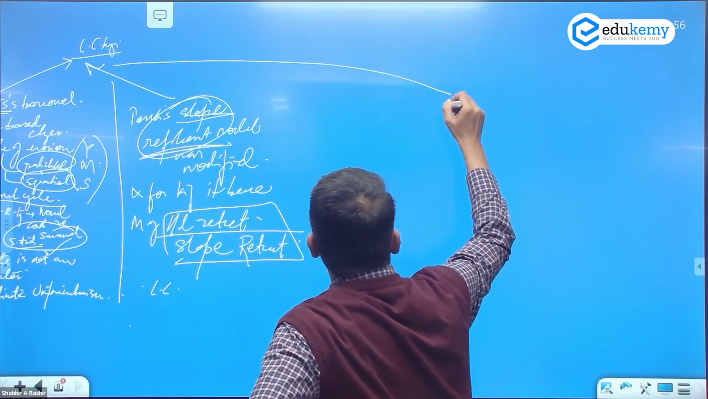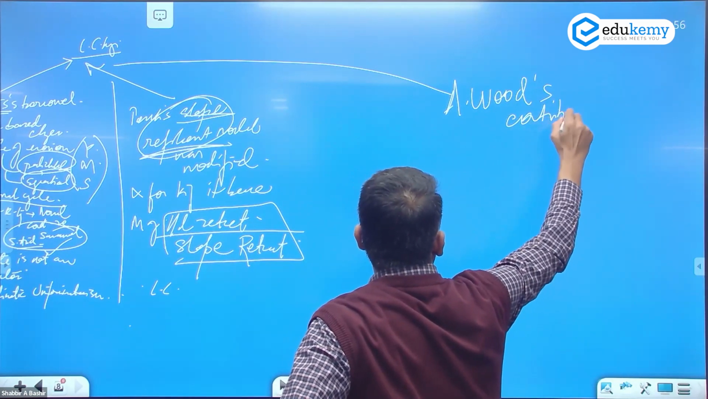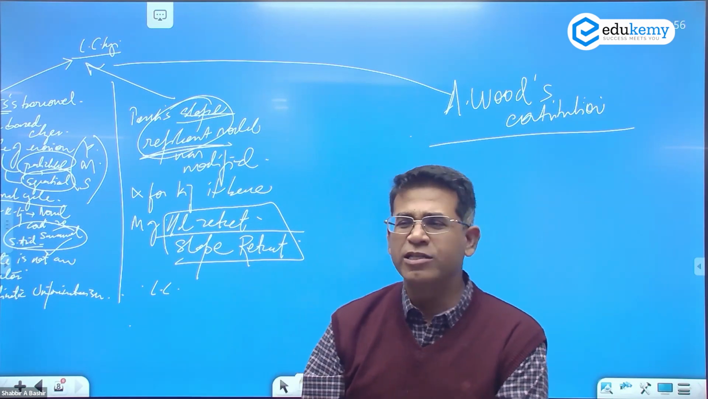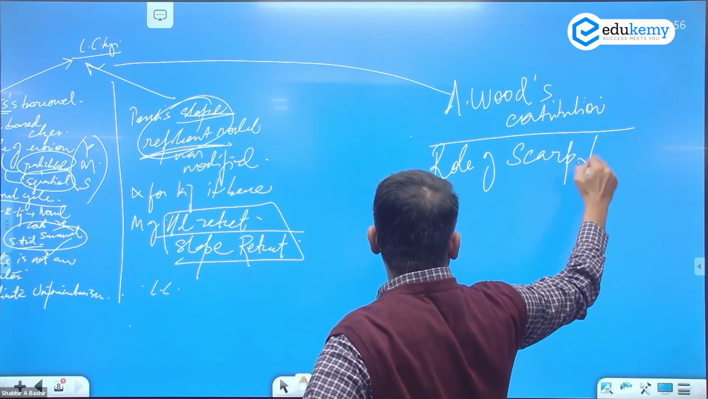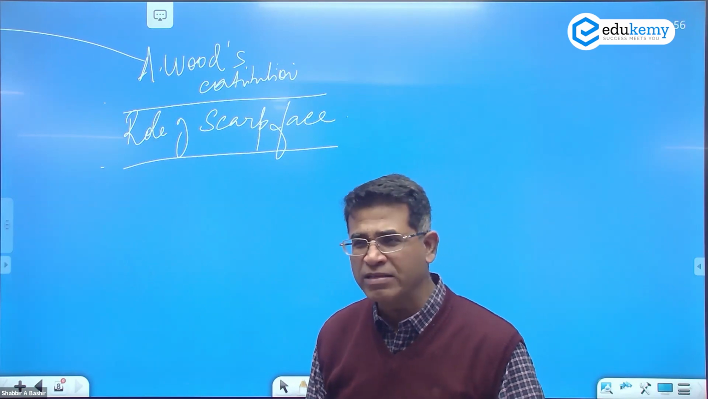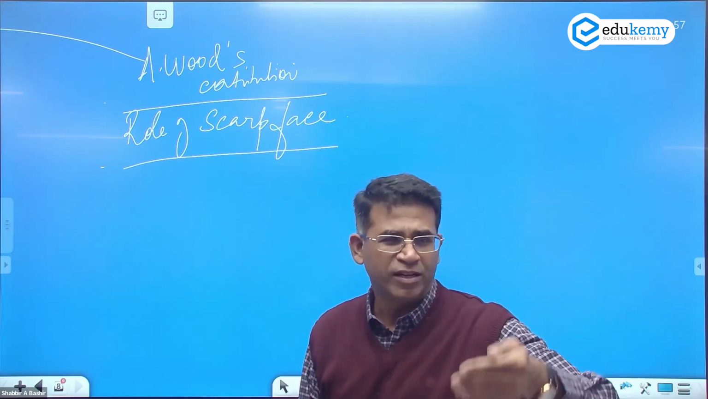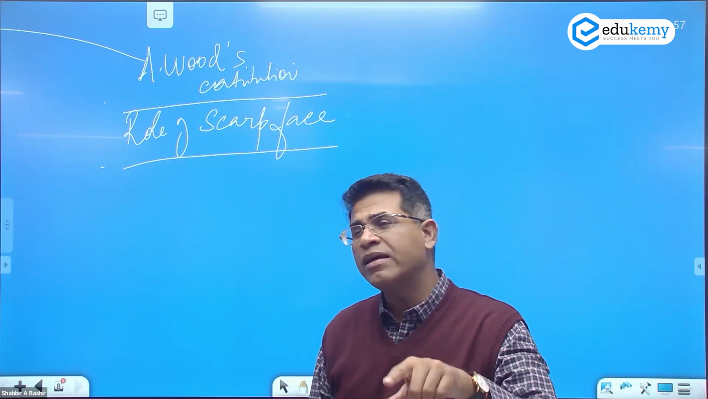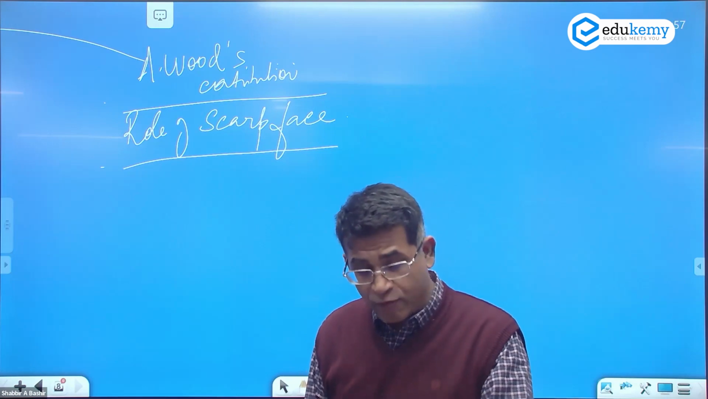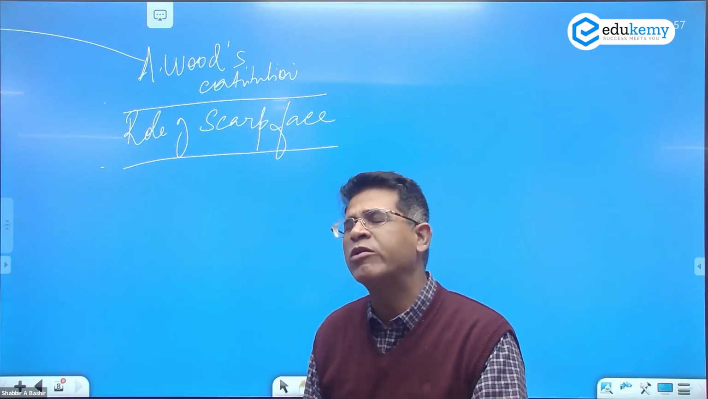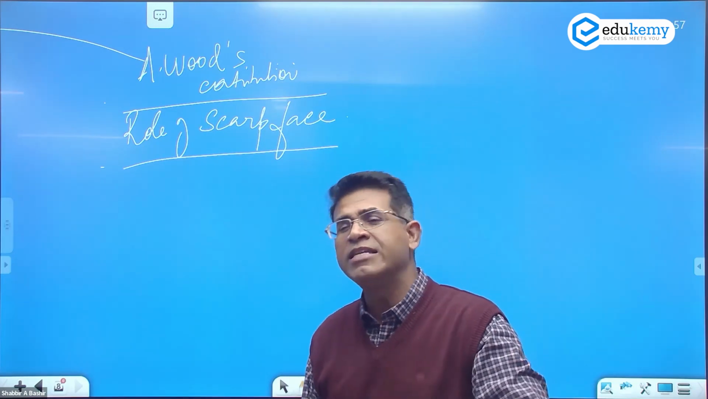Now, the contribution of A. Wood. A. Wood, in his model of slope development, talked about the role of a scarp face. What is a scarp face? It's a vertical slope, a perfectly vertical cliff. Neither Penck nor Davis talked about the scarp face, a very important component. But A. Wood says some processes operate only when there is a perfectly vertical scarp face. L.C. King also said this.